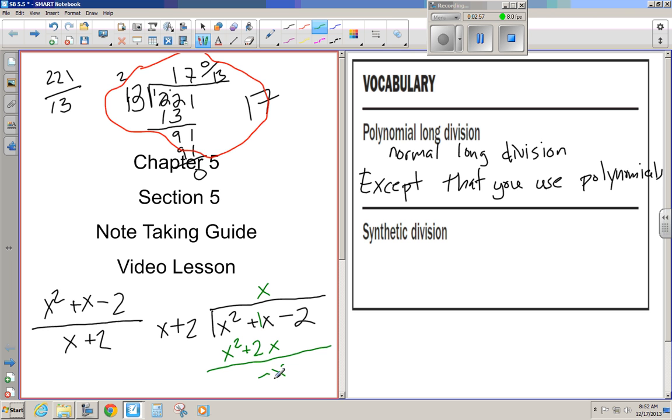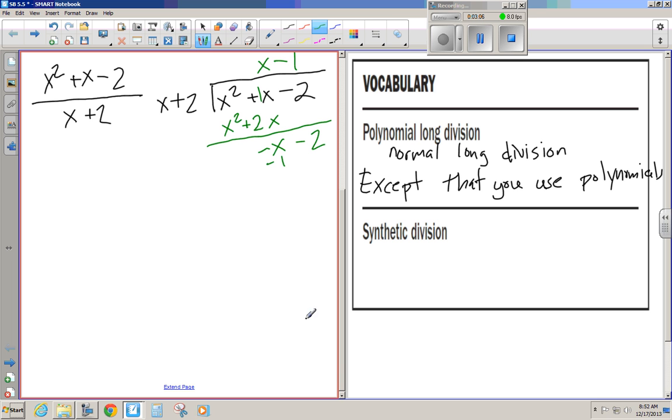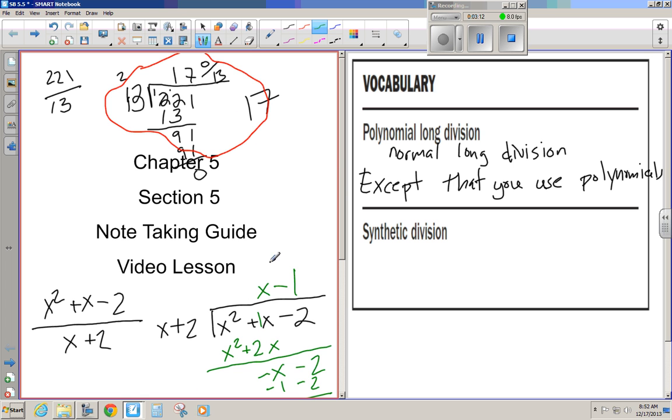So now you subtract, so this becomes, let's see, 1 minus 2 becomes negative x minus 2. What times x gives you negative x? Well, negative 1. It gives us a remainder of 0. So that means this divided by this is equal to x minus 1. If there was a remainder, it'd be 0 over x plus 2. That's how this is set up.